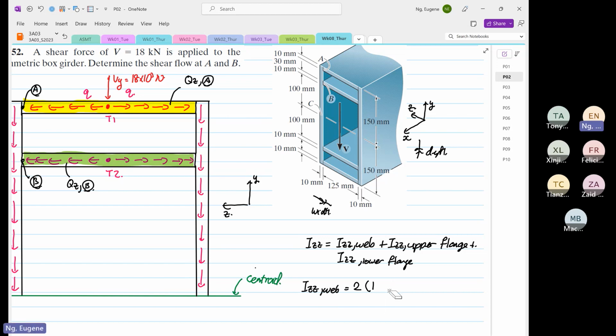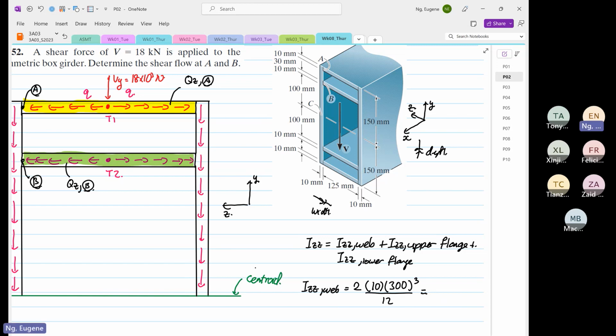No, what do you mean the width is going to be 145? Come on, Eugene, wake up. The width will be 10. The depth will be 300 cube. Okay, 300 cube over 12. Okay.